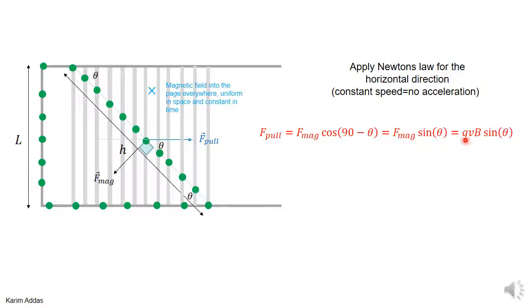The magnetic force is QVB, because the angle between V and B is 90 degrees, and sine 90 is 1. So you get QVB sine theta. So this is what F pull is.